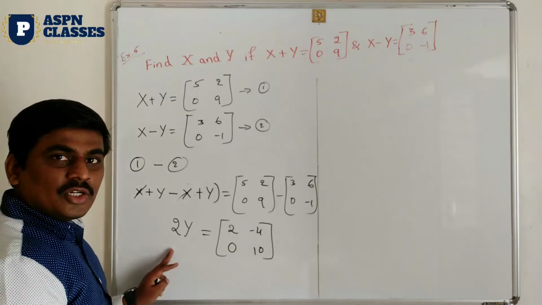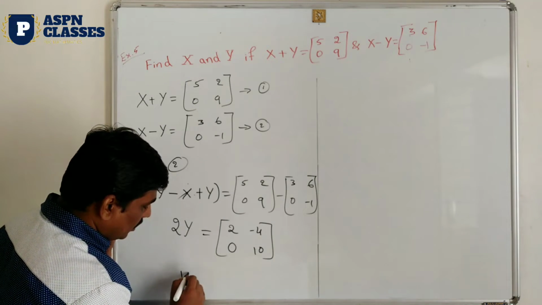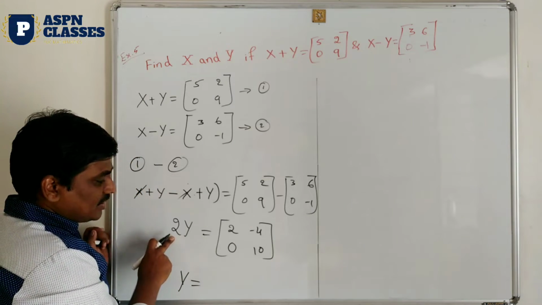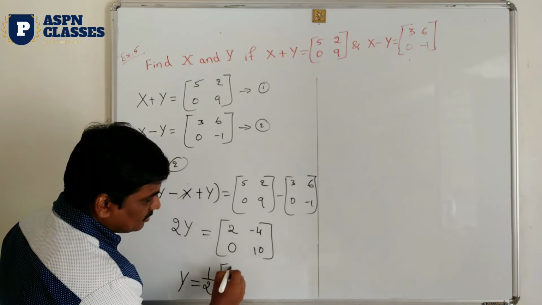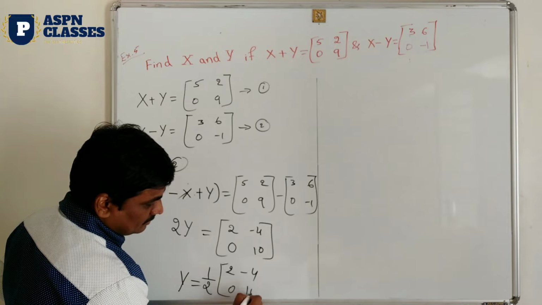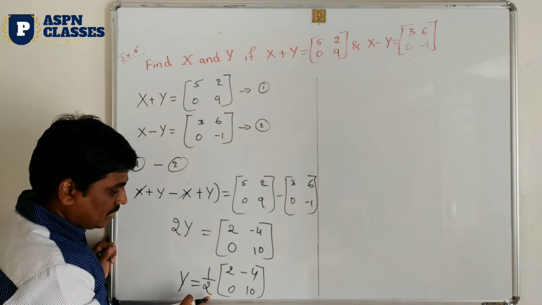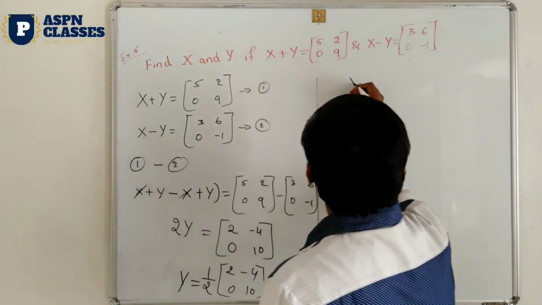Okay, still you are not getting the y value, only 2y is there. So now you have to find out the y value. Here 2 is the multiplication, shifted to this side, what is the answer here? 1 by 2 you can write. Then write this matrix as it is. 2 shifted to this side means divided, so 1 by 2 multiplied with this complete matrix.